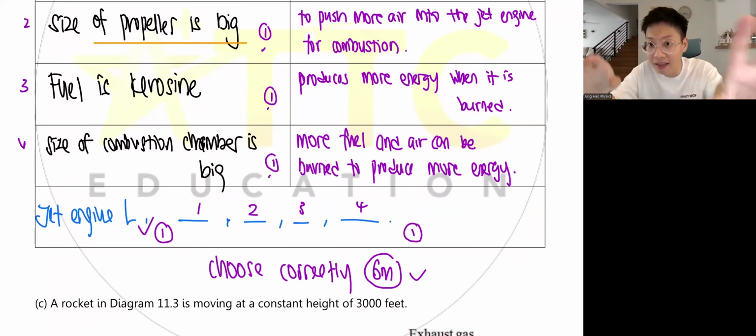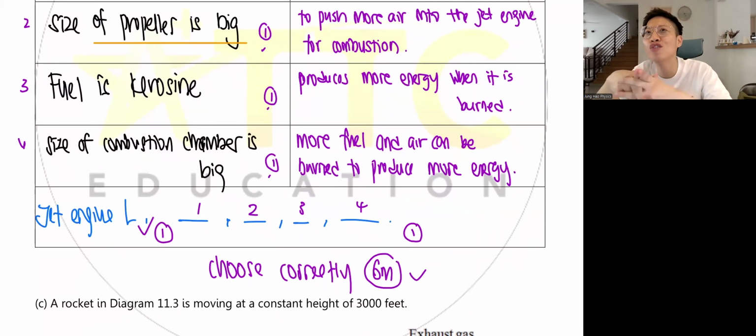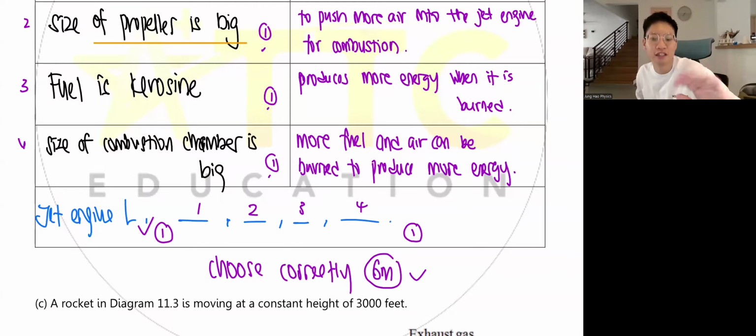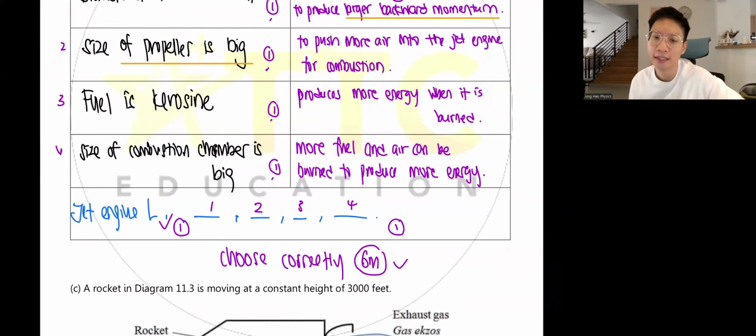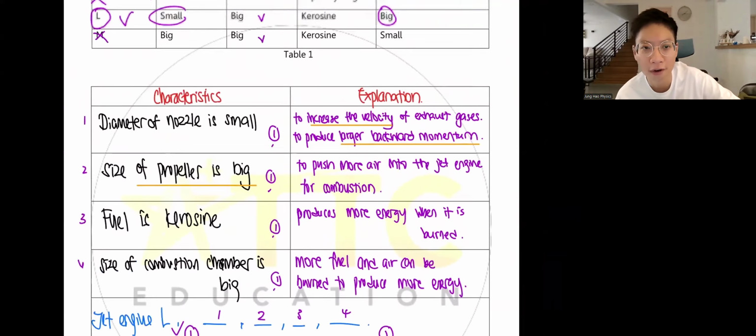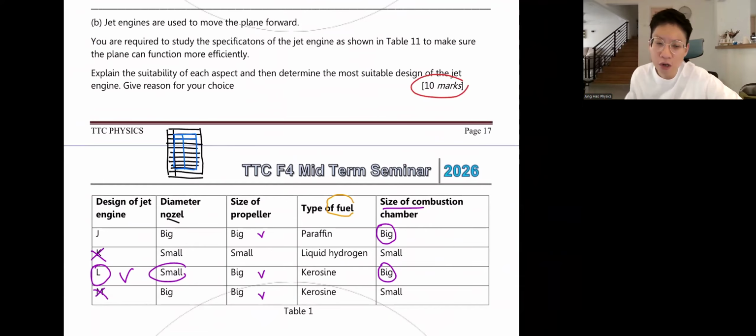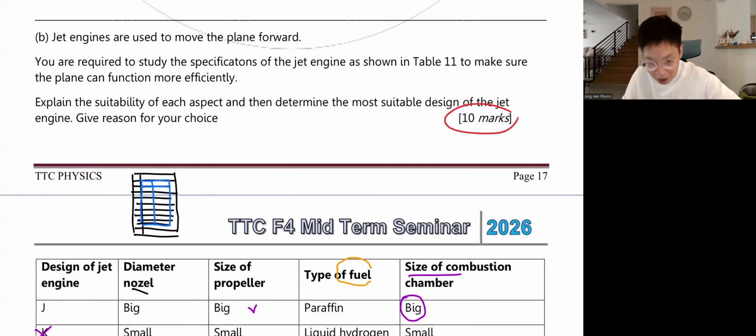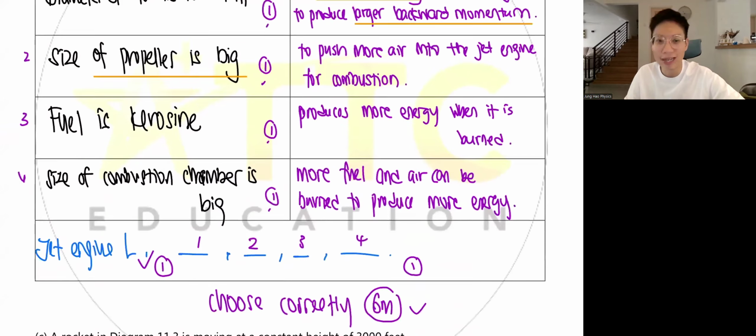Very happy, right? If you choose correctly, you get 6 marks. But if you choose wrongly... So therefore, guys, in the exam, don't stress. Choose correctly first. Choose slowly first. That's the most important thing. So we already chose all 4: big, kerosene, big, done. Now we will go to the last part.